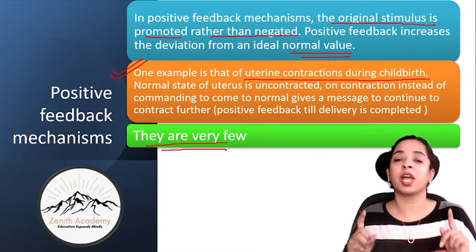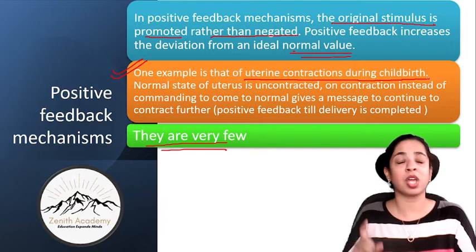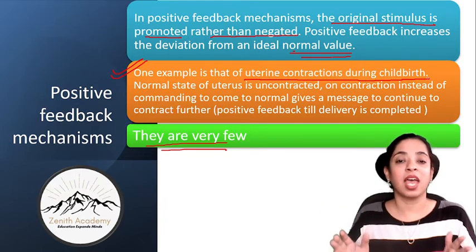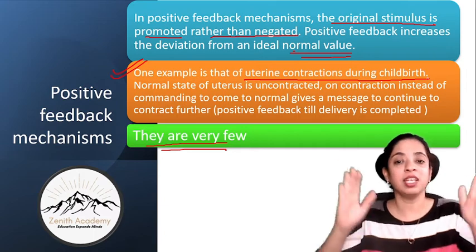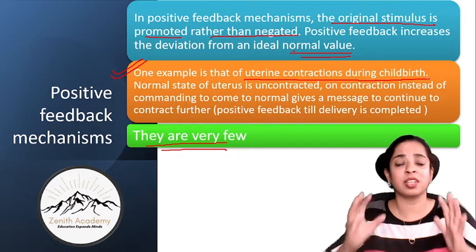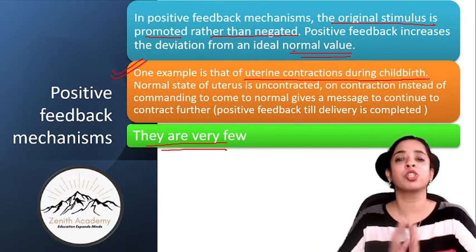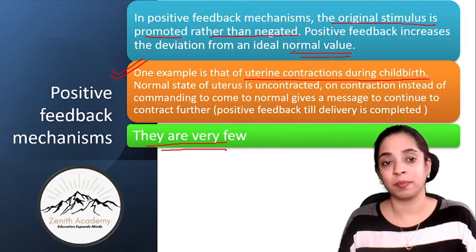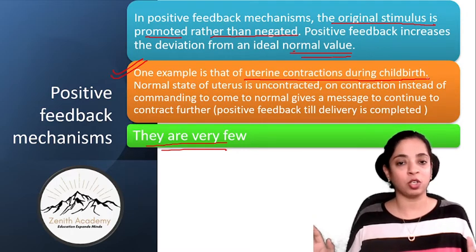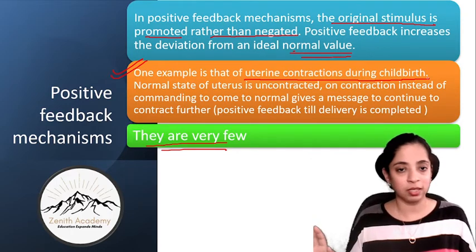You know how a child is born during labor. The uterus has contractions. One contraction after another, and only then is the baby pushed out very easily. So what happens? The normal state of the uterus is uncontracted. Normally our uterus is not contracted, right?